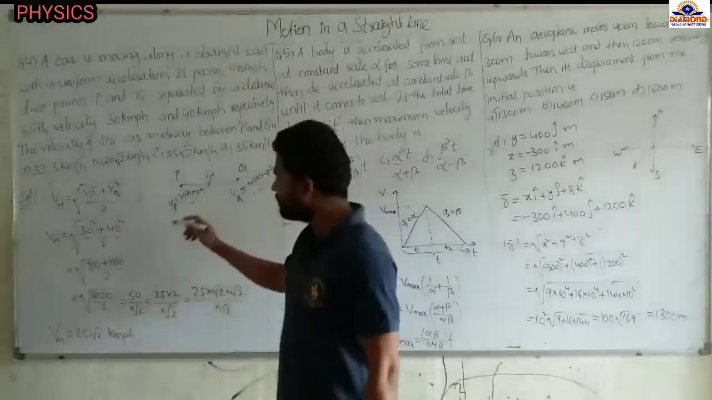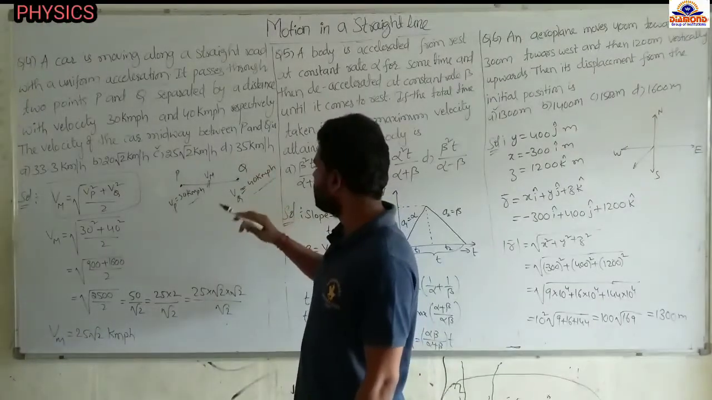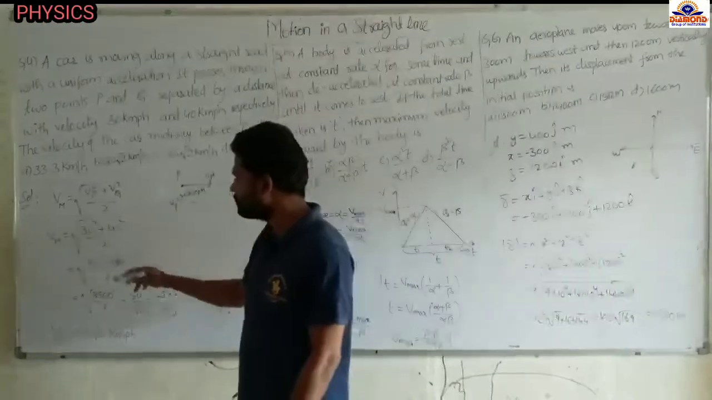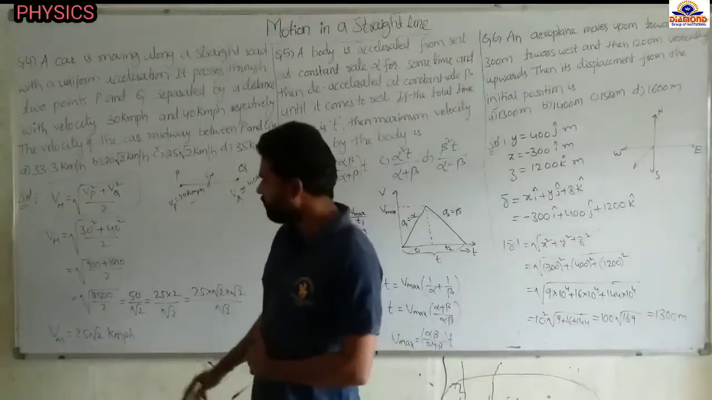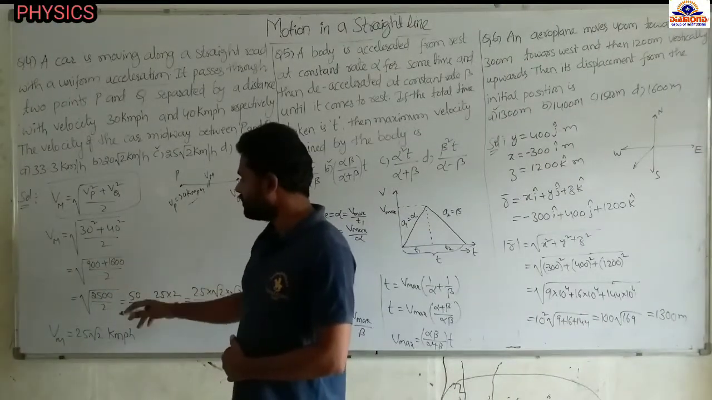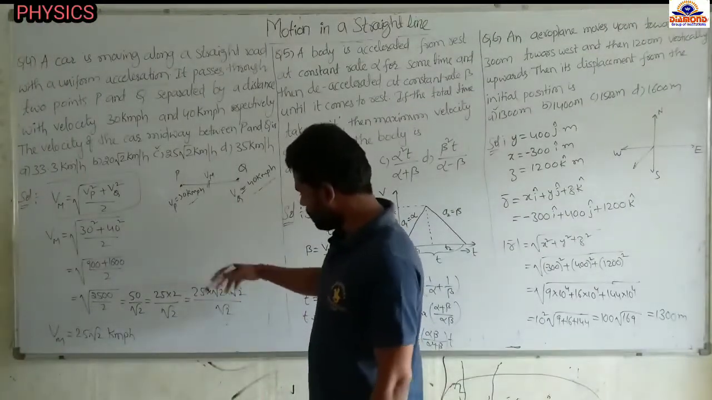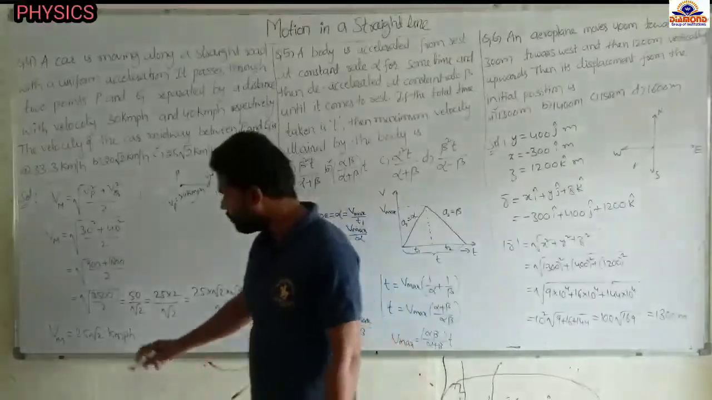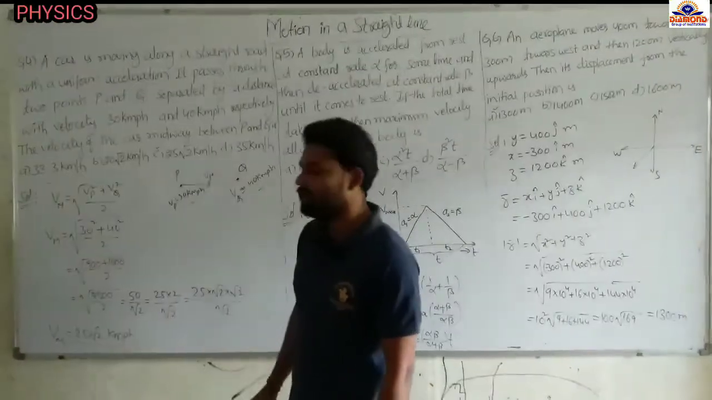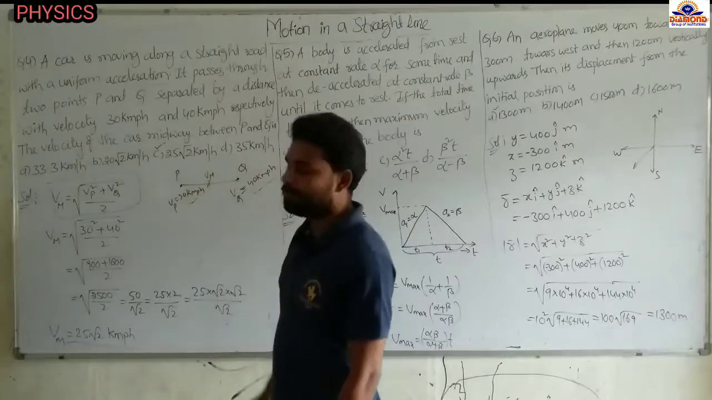The velocity at P is 30 km per hour, so 30 square, plus the velocity at Q, 40 km per hour, so 40 square. 30 square is 900, 40 square is 1600, so 900 plus 1600 is 2500, by 2. After simplification, the answer is 25 root 2 km per hour.